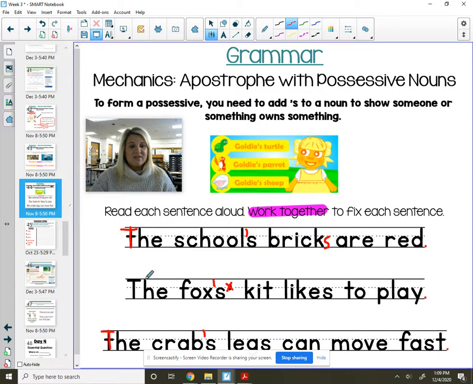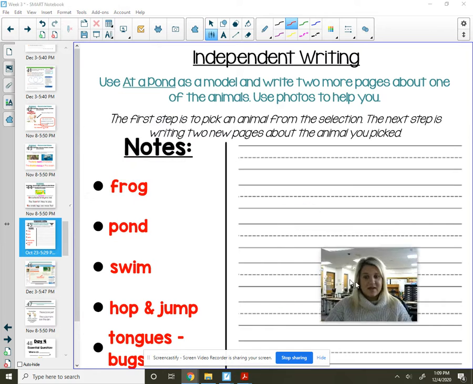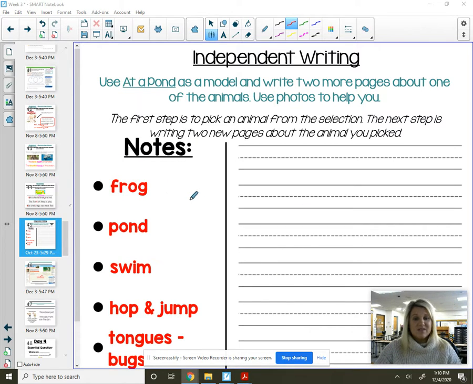What I want you to do now is take out your writing from yesterday. Yesterday with Mrs. Farrell, you made notes as we are going to be writing about another animal from the story. Remember, our directions were to use At a Pond, the story that we read in our literature anthology, as a model and write 2 more pages about one of the animals. Use photos to help you. The first step is to pick an animal from the selection, which you did yesterday with Mrs. Farrell. You chose a frog.